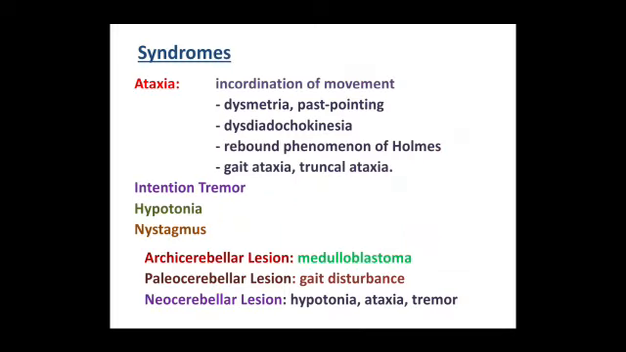Coming to the various syndromes: ataxia, that's incoordination of movements, dysmetria, past pointing, dysdiadochokinesia, rebound phenomenon of Holmes, gaze ataxia and truncal ataxia, intention tremor, hypotonia, nystagmus. So archicerebellar lesions cause medulloblastoma, paleocerebellar lesions cause gait disturbances, and neocerebellar lesions cause hypotonia, ataxia and tremor.